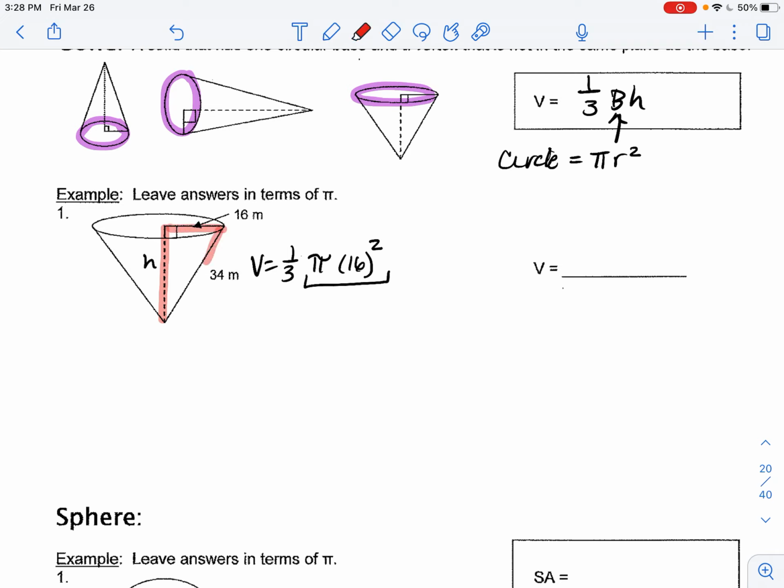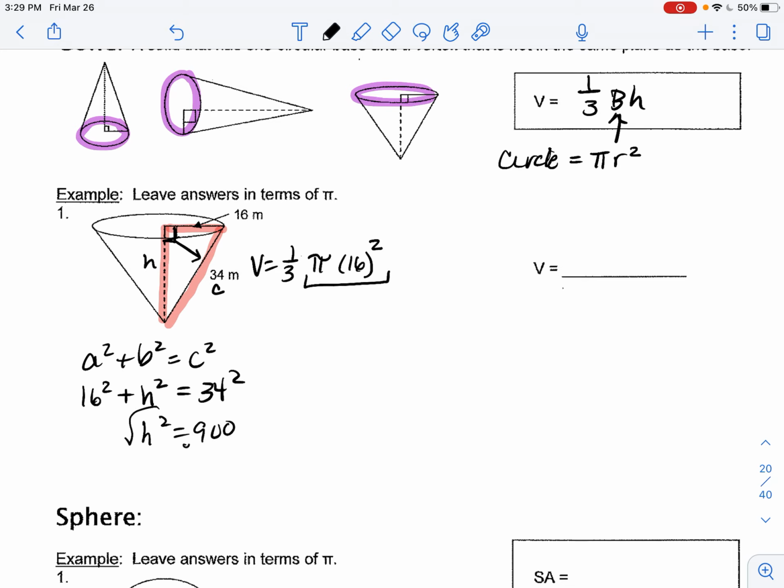All right, so we do have a right triangle, so we can work through the Pythagorean theorem. Here's your right angle, so this is the c value. A squared plus b squared is equal to c squared. So we have 16 squared plus h squared is equal to 34 squared. 34 squared is 1156. If I subtract 16 squared, that will give me 900. So h squared is 900. Take the square root. H is going to be 30.